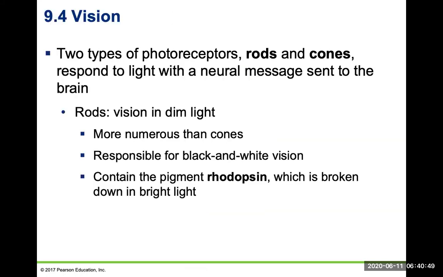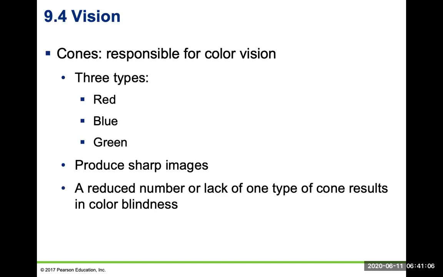Two types of photoreceptors, rods and cones, respond to light with a neural message. Rods are important for seeing things in dim light. They are more numerous than cones, and they are also responsible for black and white vision. They contain the pigment rhodopsin, so that's why we call them rods.